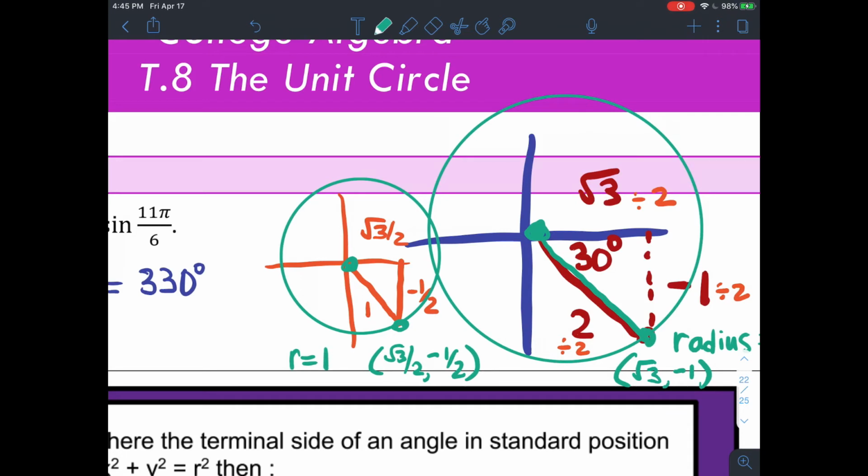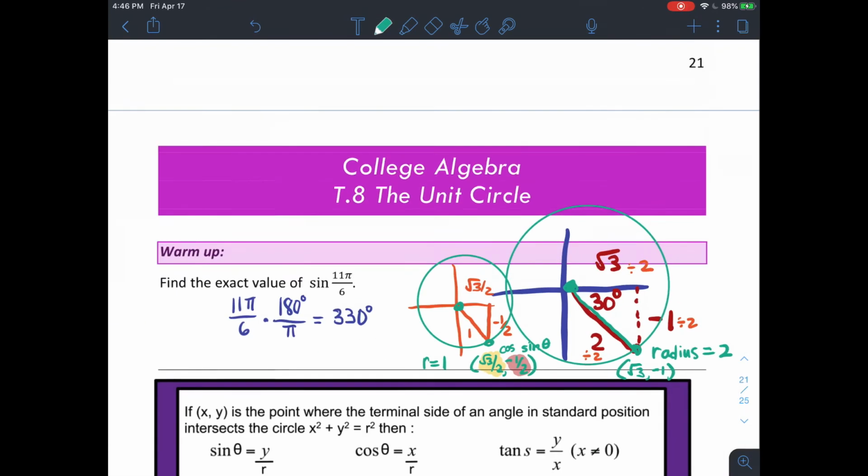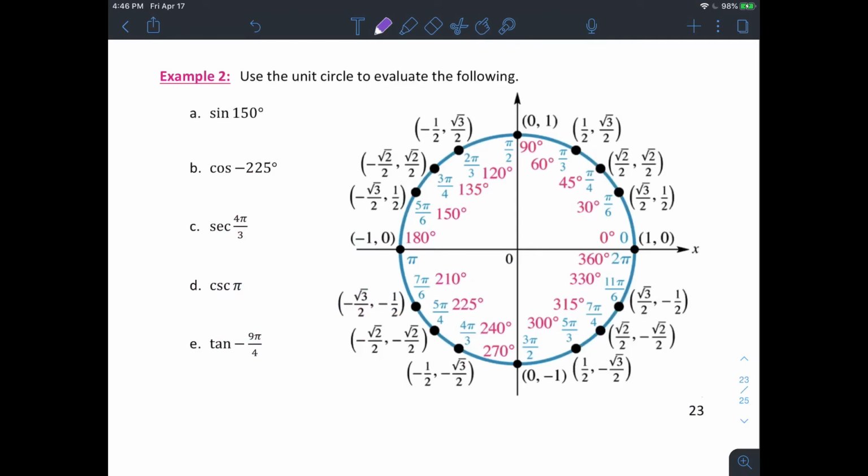So I can do things like, since my radius is 1, and I know that cosine is x over r, I can say that cosine of that angle is just my x-coordinate, square root 3 over 2, because if I divide by 1, it's still going to be square root 3 over 2, and sine is just your y value. So it's a really handy tool if you know how to use it.